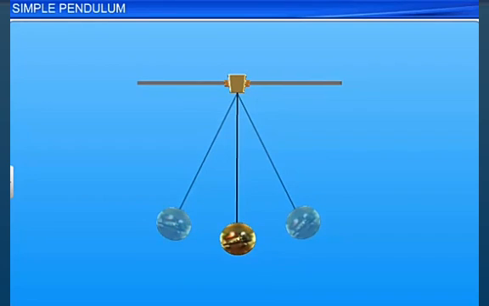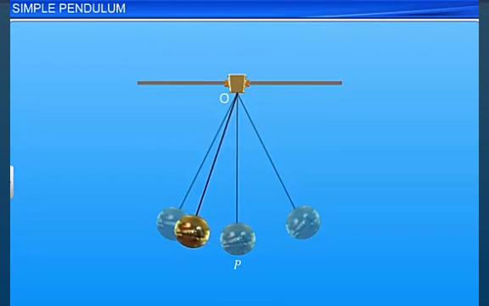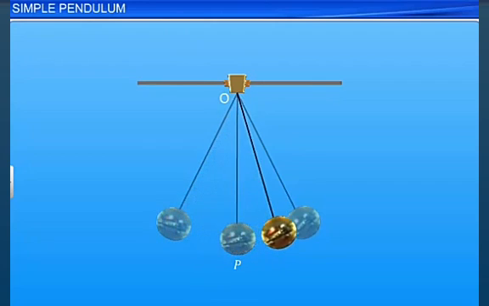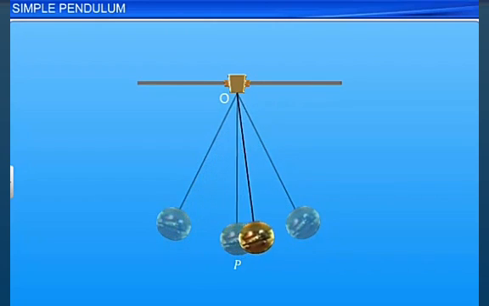In a simple pendulum, the distance between the point of suspension and the center of gravity of the metal bob is called the length of the pendulum or its effective length. It is denoted by L. The bob of the pendulum moves to and fro along the same path and passes through the mean position. This is called oscillation.